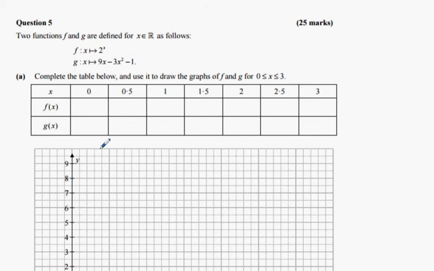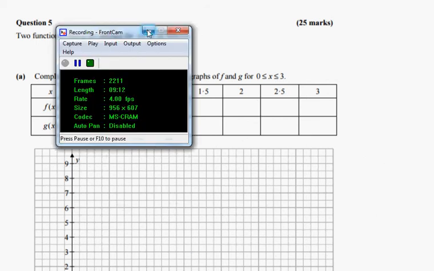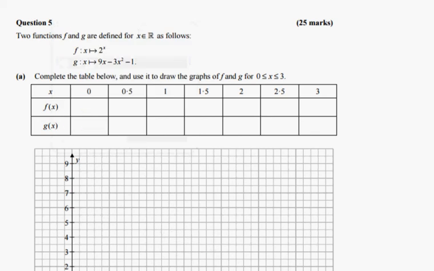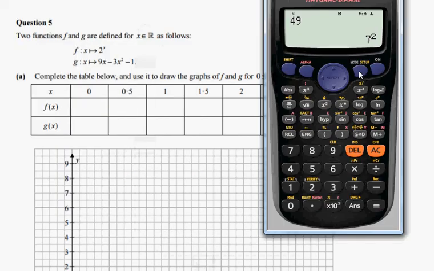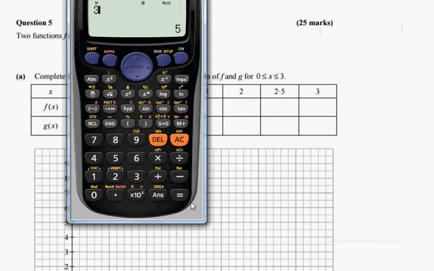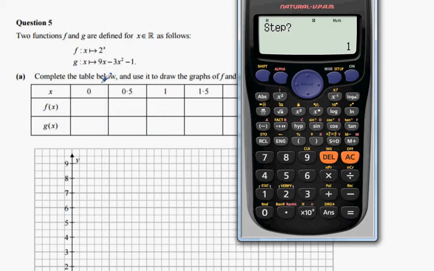Now what you're going to do, guys, for really easy marks, all you have to do is go to your calculator. Am I recording this? Oh yes, I am. Go to your calculator, and all you have to do is press mode, table function, and then do 2 to the power of x. So 2, press the power button, press x, equals. Now, what should my start be? What's my lowest x value? 0. What's my end? 3. What's my step? It shouldn't be 1 because I need to find out 0.5 values as well. So I'm going to press 0.5, and then lo and behold, I have all these numbers here.